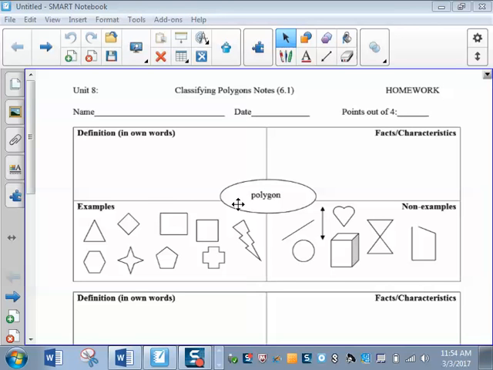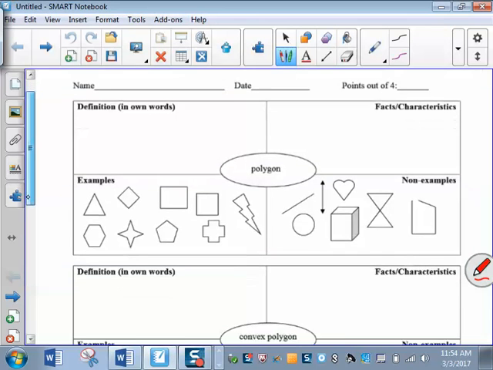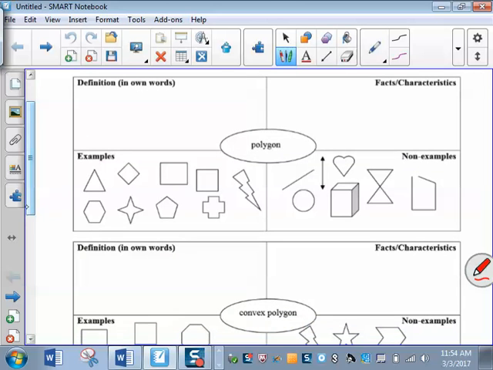Okay, so today's lesson is going to be on classifying polygons. So this will be the first lesson of the new unit, polygons and parallelograms. So before we begin, we'll start with discussing what is a polygon, what makes a polygon. The definition of a polygon is a two-dimensional shape with straight sides.